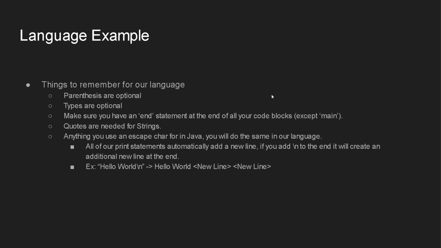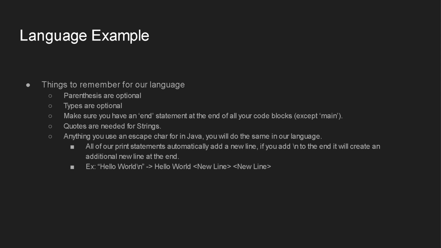So before I go into the little language example, here are just some things to remember. Parentheses are optional. Types are always optional. Make sure you have an end statement if you do an if or a while. That's the one thing I noticed I was forgetting a lot. Double quotes are needed for strings. Any escape character used for Java for a string will work in our language.